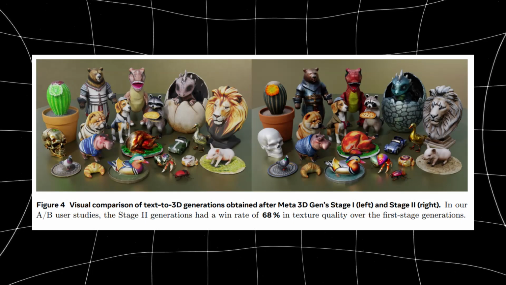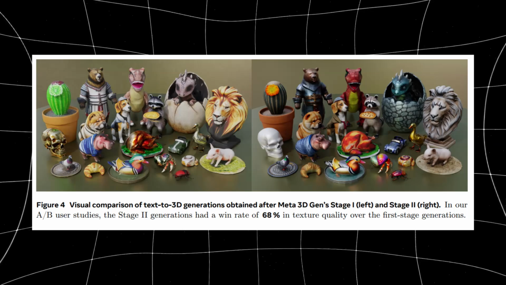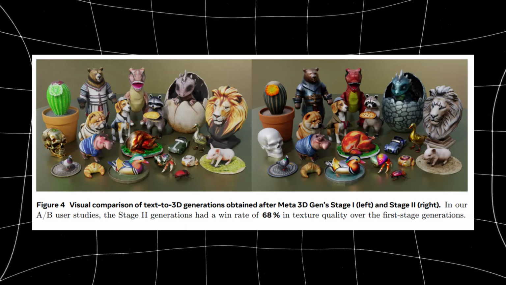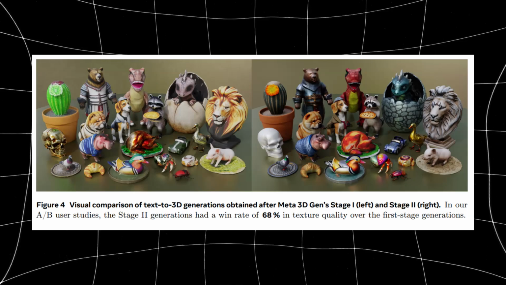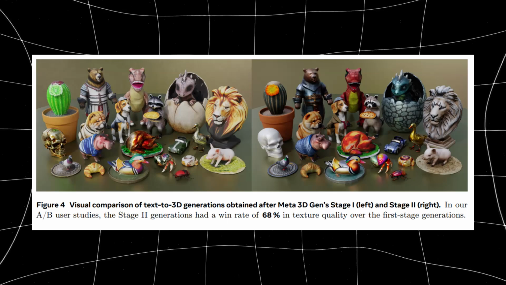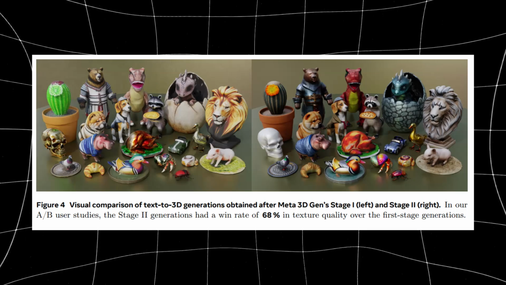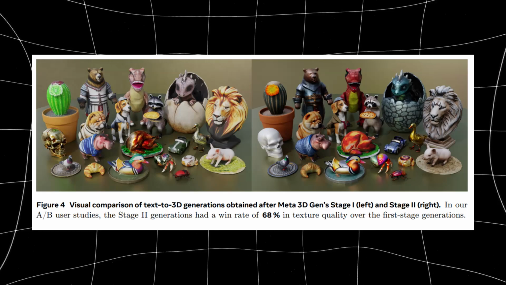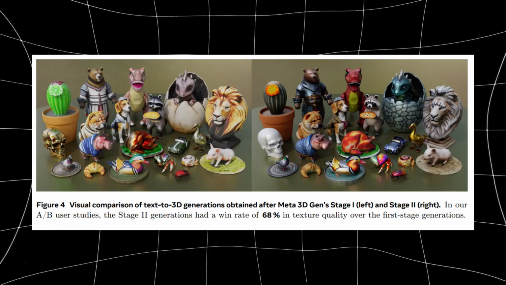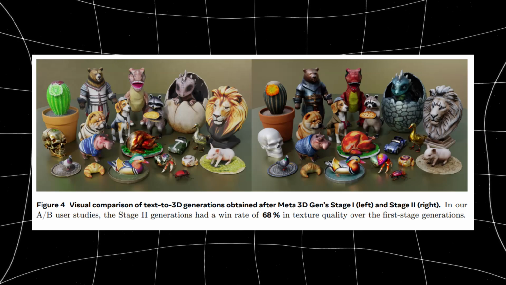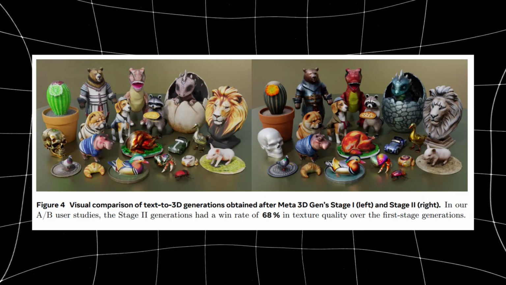So they have this example here, and they say this is a visual comparison of the text to 3D generations obtained after Meta's 3D generation of stage 1 and stage 2. So on the left you have the first stage, which they said takes about 30 seconds and creates the model and textures, but then you also have stage 2 on the right, which creates, they believe, higher quality textures. And they say after doing user studies, these stage 2 generations had a win rate of 68% in texture quality over the first stage generations.